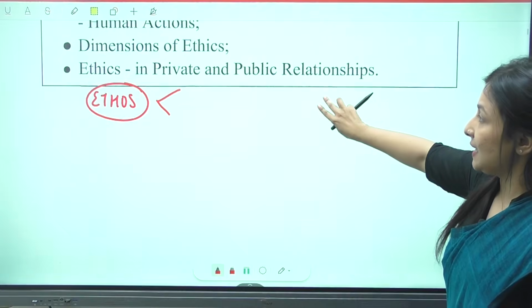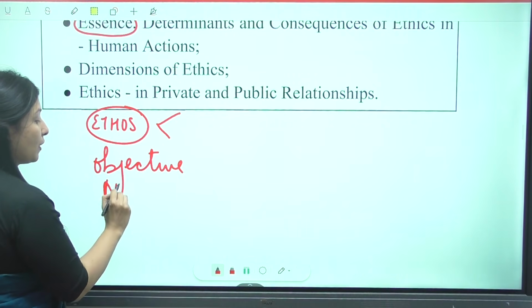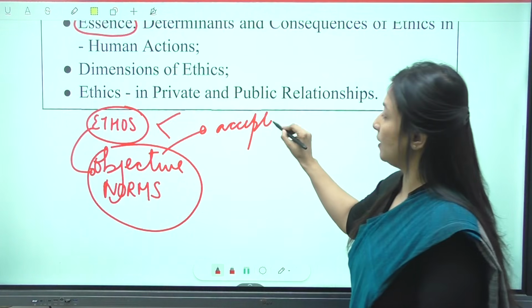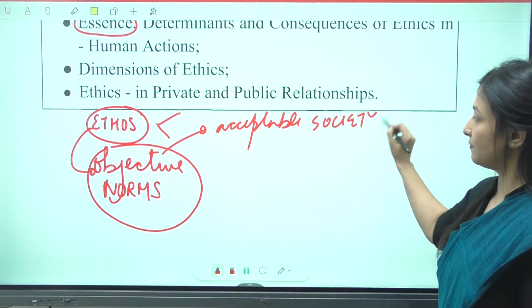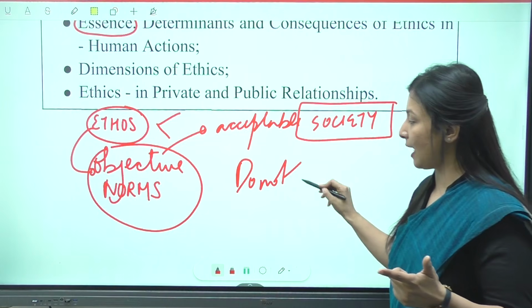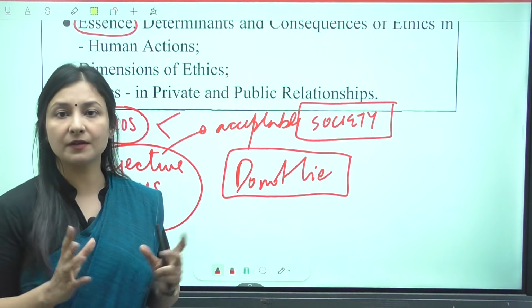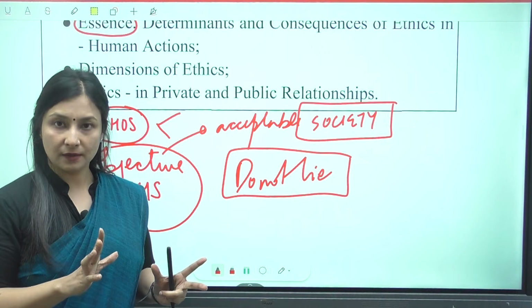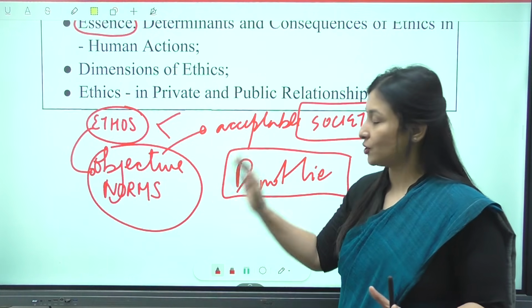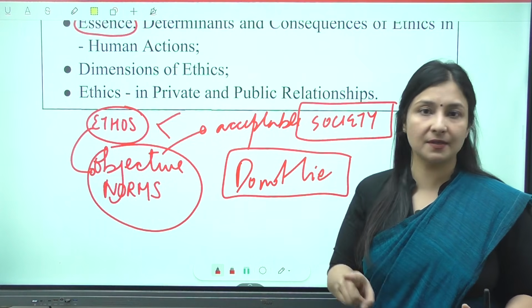Ethics, I will write down over here, these are standard objective norms, right, which are acceptable to the society. For example, if I say you do not lie, now understand that if everyone starts lying, what will be the consequence, right? It will lead to chaos in the society. So that is why to be morally upright, you need to be honest, right? Because if you lie, it is going to set a bad precedent in the society.